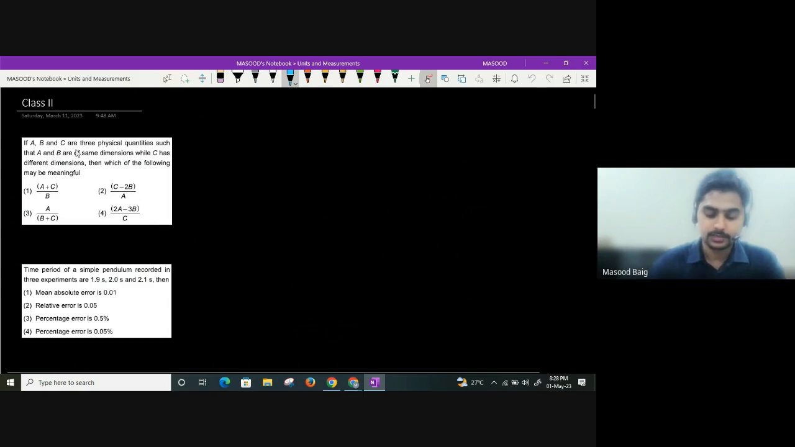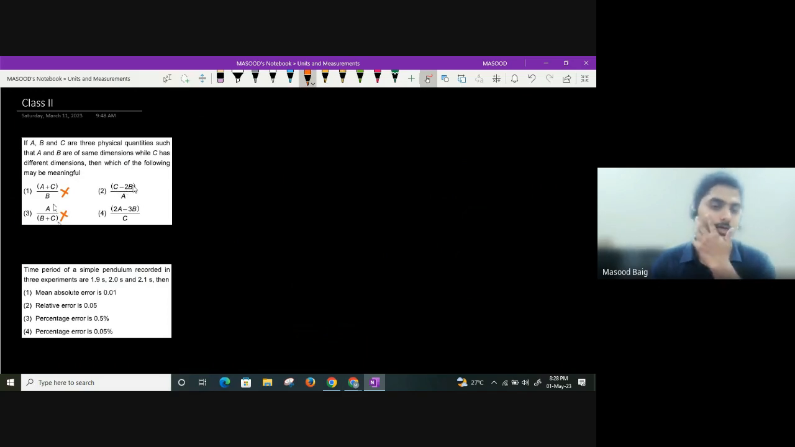If A, B, C are three physical quantities such that A and B are of the same dimensions, while C has a different dimension, then which of the following may be meaningful? C has different dimensions compared to A and B. Can A and C be added, guys? Certainly not. Can B and C be added? Certainly not.